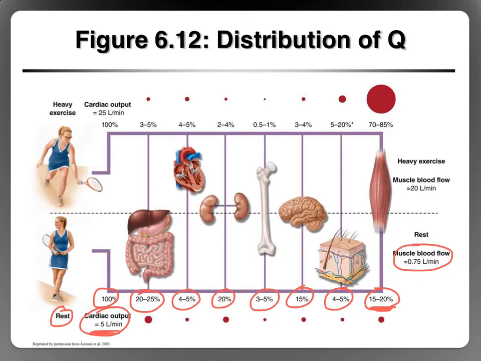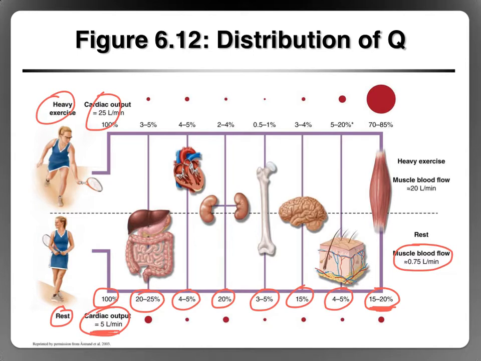So using this as a baseline, let's see what happens during exercise. And again, we're going to do an extreme example. We're going to look at heavy exercise. And in this example, blood flow is 5 times faster. So cardiac output, instead of 5 liters per minute, is 25 liters per minute, which means your blood circulates through your body about 5 times a minute during heavy exercise. Now let's look to see how blood flow distribution has changed.